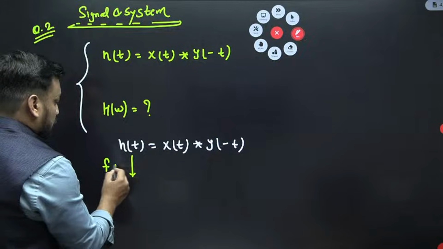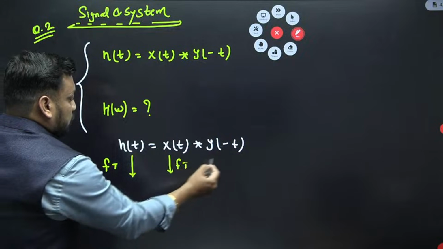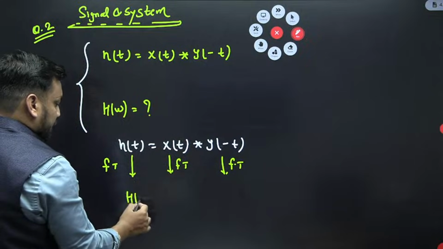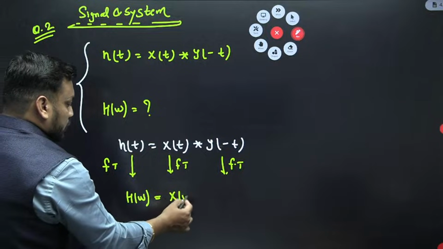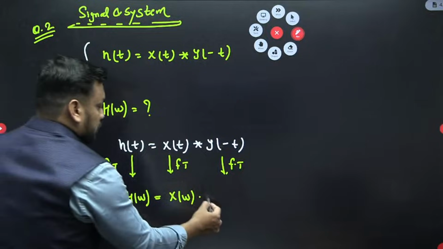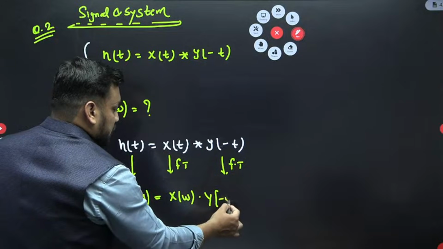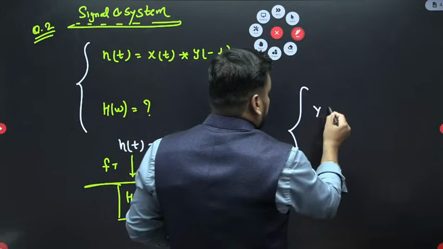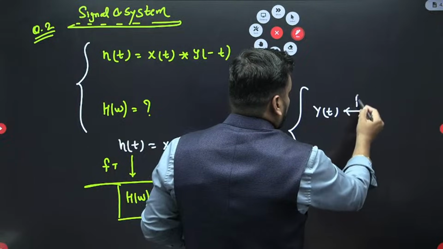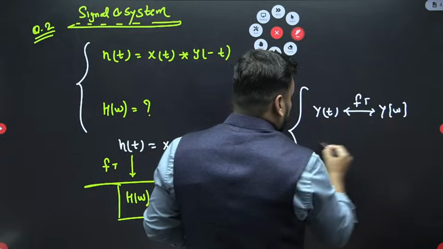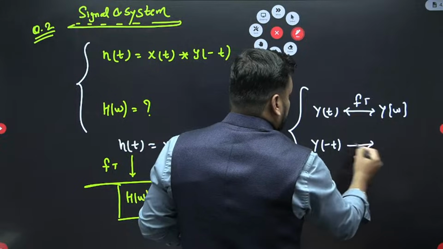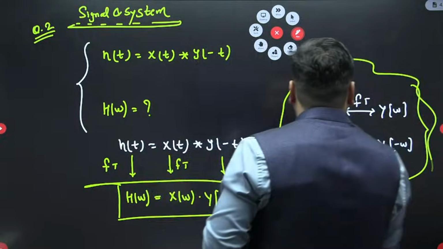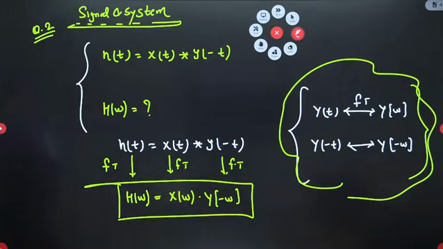Convolution in time is nothing but multiplication in frequency. So what is the Fourier transform of h(t), guys? If I take the Fourier transform on both sides, first of all, the convolution will become multiplication. h(t) will be represented as H(omega), x(t) as X(omega), and convolution is multiplication, and the Fourier transform of y(-t) is Y(-omega), because of the time reversal property. And we all know that if y(t) has a Fourier transform Y(omega), then y(-t) has the Fourier transform Y(-omega). So this is the simple question, guys, the easiest question ever.